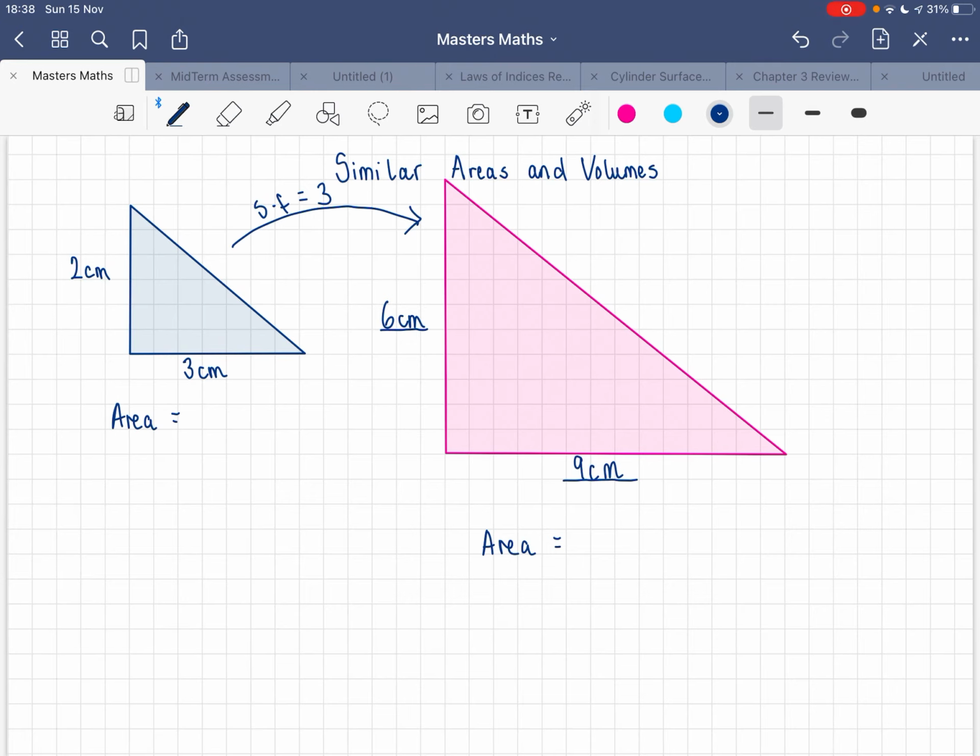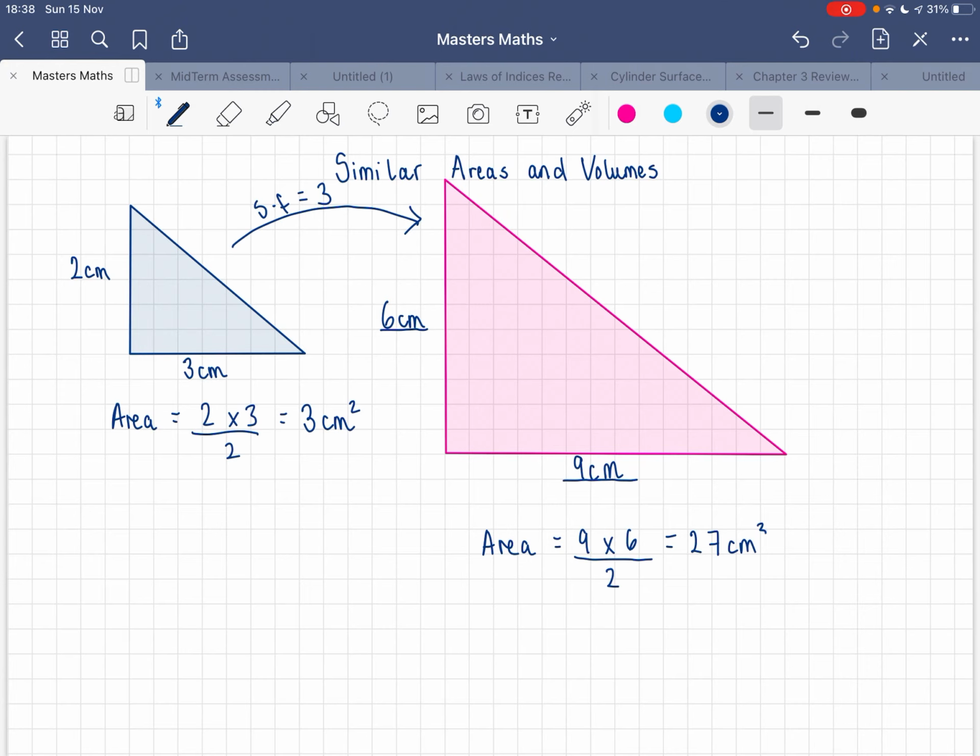Now for the area, we're going to calculate them for both and then see what's happening. For the first one, the blue one, we're doing a half base times height, or base times height divided by 2. So 2 times 3 divided by 2. 2 times 3 is 6, divided by 2 is 3. So that's 3 centimeters squared for the area of the first triangle. The second one, we're going to do the same again: base times height, 9 times 6 divided by 2 is 27.